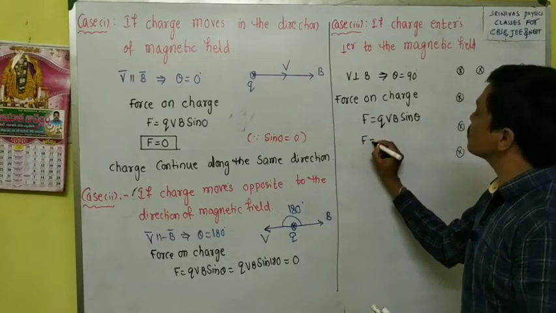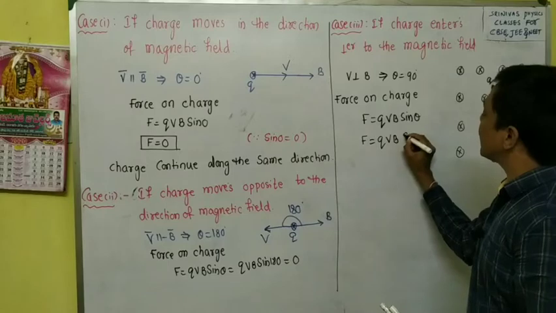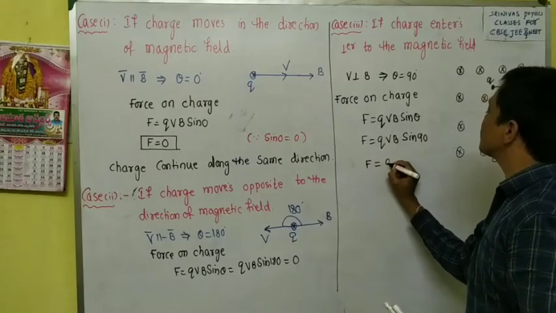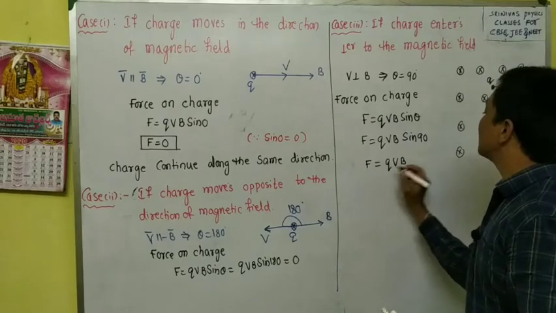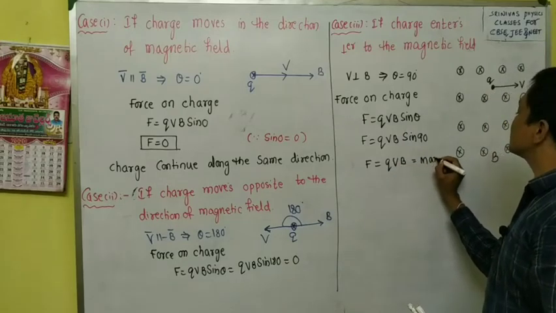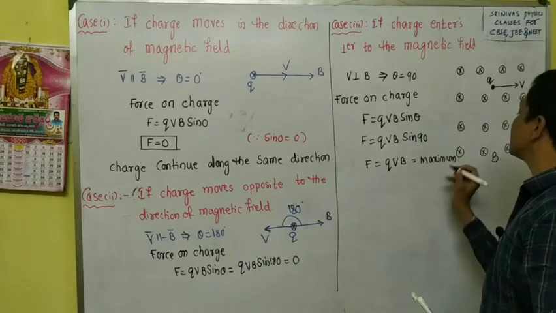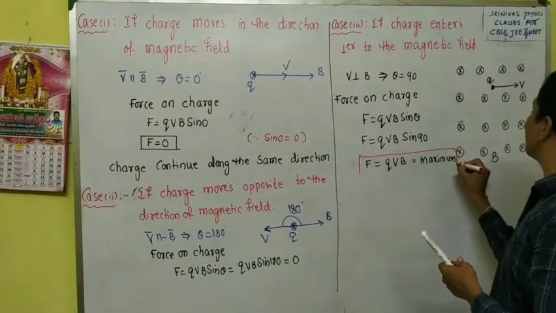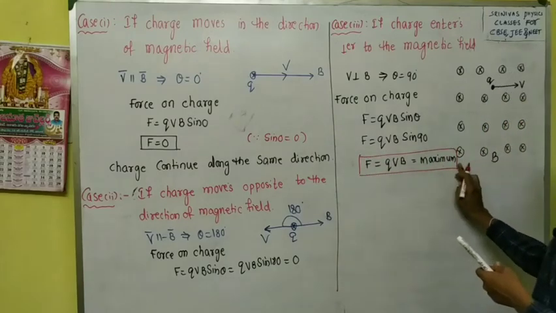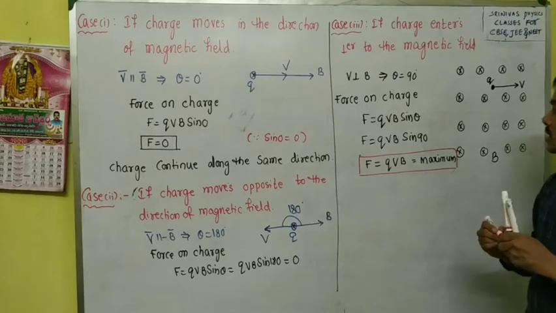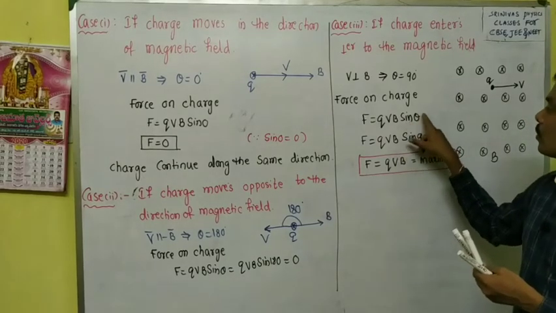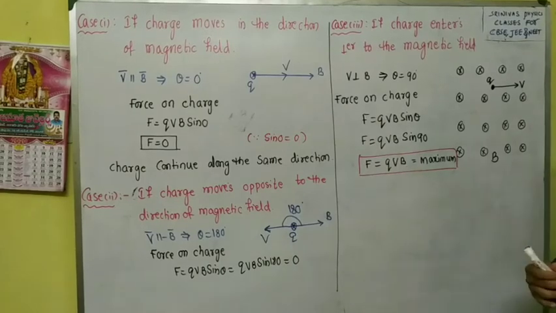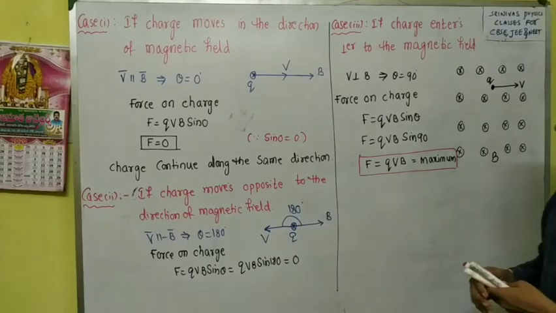Then in this you substitute theta is 90 degrees. Then sin 90 is 1, then the force will become QVB, right? And this is the maximum value. Why is it maximum? Because the maximum value of sin theta is 1. That's why the maximum force acts on the charge. When sin theta is maximum, the force is also maximum. The maximum force formula is QVB.